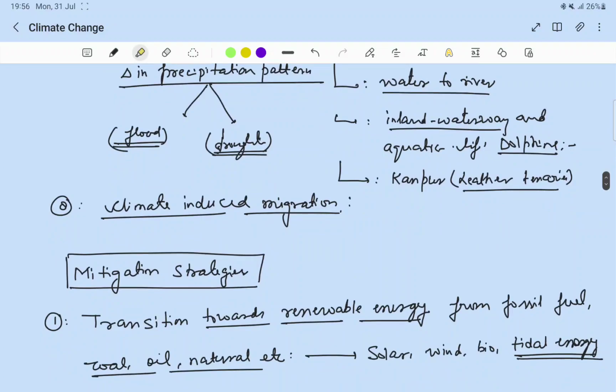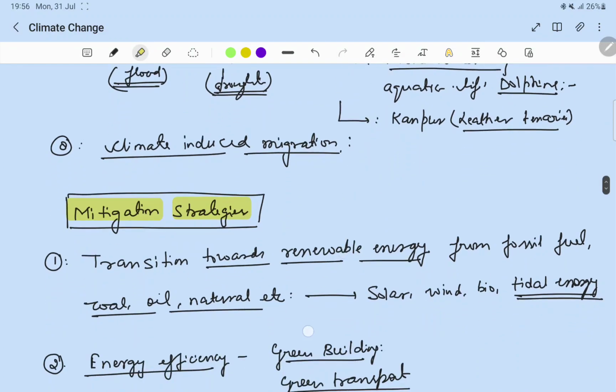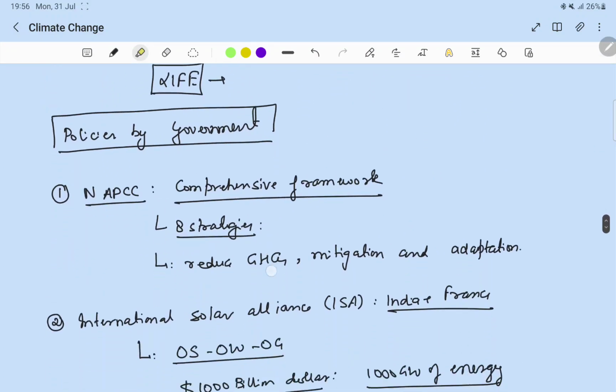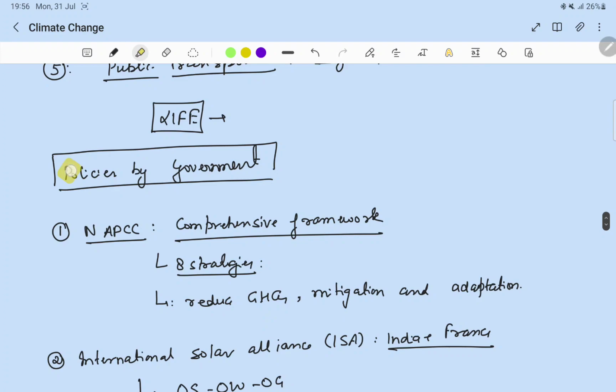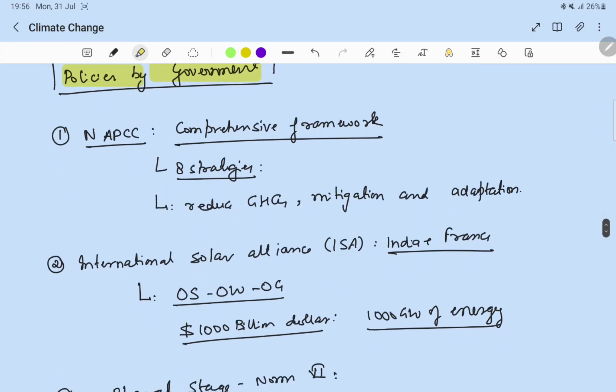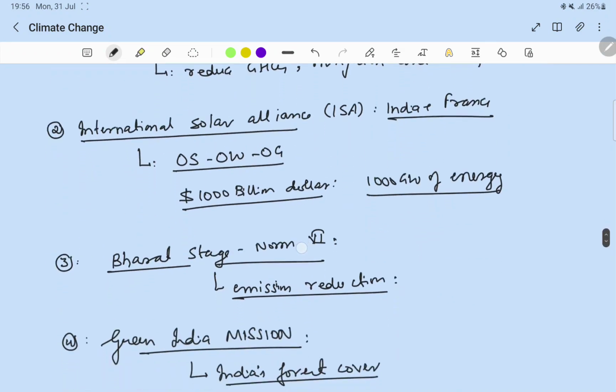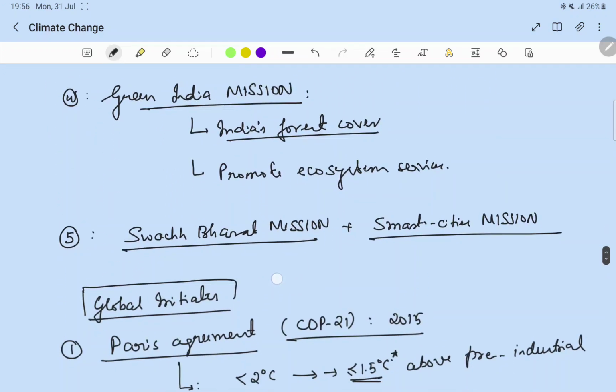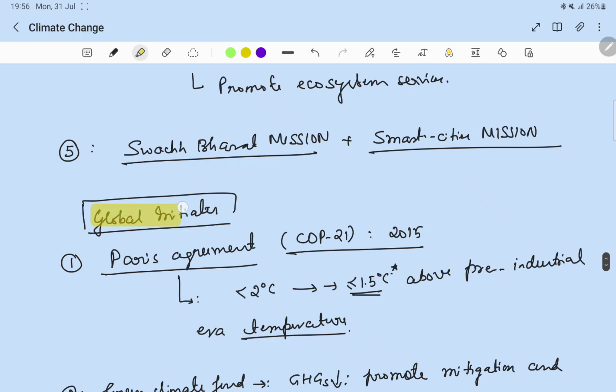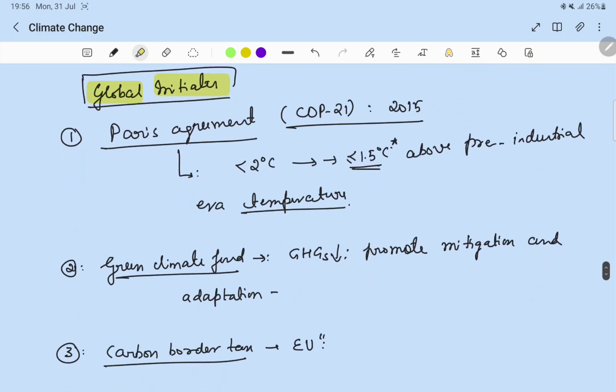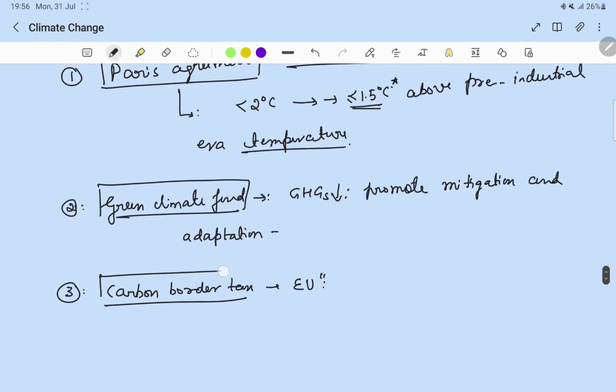Then we looked into the mitigation strategies being followed with respect to climate change. Then we also looked into the policies of the government, like the National Action Plan on Climate Change. We have seen the International Solar Alliance. Then we have also seen Bharat Stage Norms. We also saw the Green India Mission and Swachh Bharat Mission. Then we looked into the global initiatives, like the Paris Agreement and the Green Climate Fund. The carbon border tax is there by the European Union, and overall, different countries are taking action.